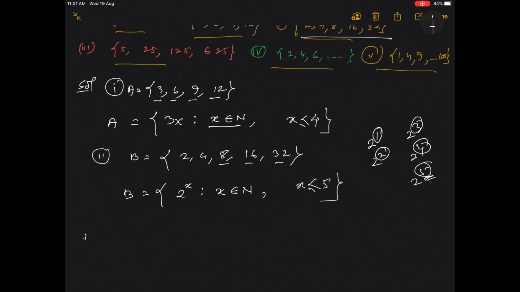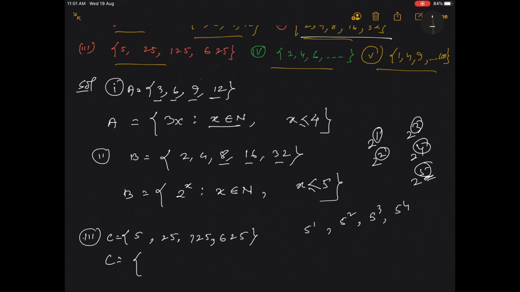Now the third set is number 3. What is the third set? So here, this is suppose C, set C: 5, 25, 125, then 625. So here you see 5 is 5 to the power 1, then 25 is 5 square, and 125 is 5 cube, then 625 is 5 to the power 4. So similarly this one also can be written as 5 to the power x such that x belongs to capital N, represents natural number, such that x is less than or equal to 4. Okay, that means the value of x starts from 1, ends at 4.